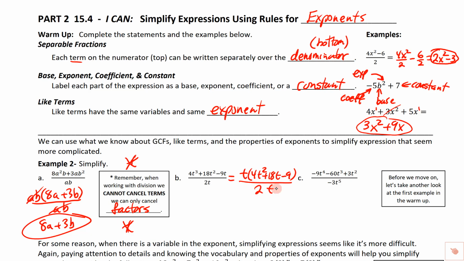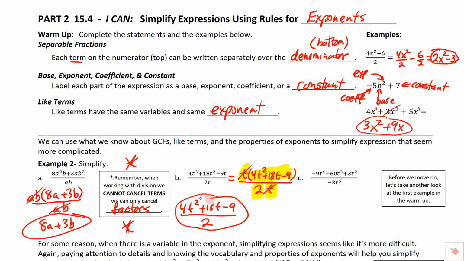So now I can go ahead and look and see what I can cancel as far as factors go. So let me highlight the factors here. This is a factor, and this is a factor, and that's a factor, and that's a factor. So we can cancel off any factors on the bottom with factors on the top. So I can go ahead and cancel off this t with this t, and what I'm left with is 4t squared plus 18t minus 9, and that would all be over 2.